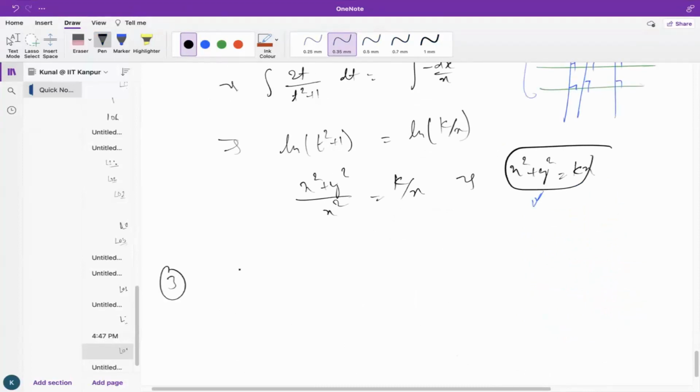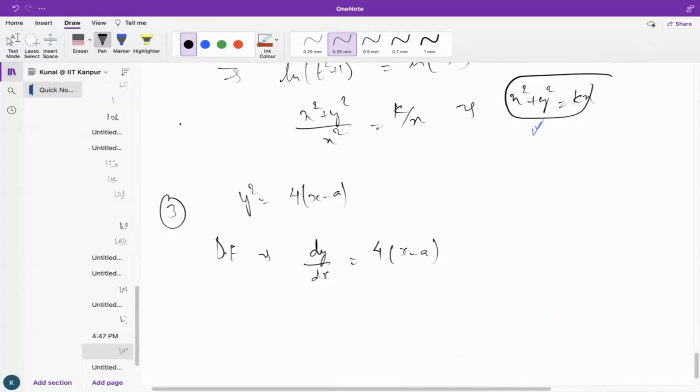The third problem is y square is equal to 4 into x minus a. So here the differential equation will be dy by dx is equal to 4 times of x minus a. So what will we get here? Okay, I think I made a simple mistake here. So we will get 2 by y. For the orthogonal trajectory, we have to solve the differential equation. So we will get minus dx by dy is equal to 2 by y.